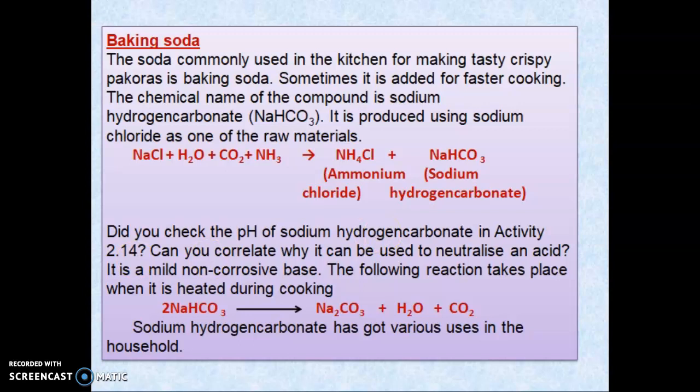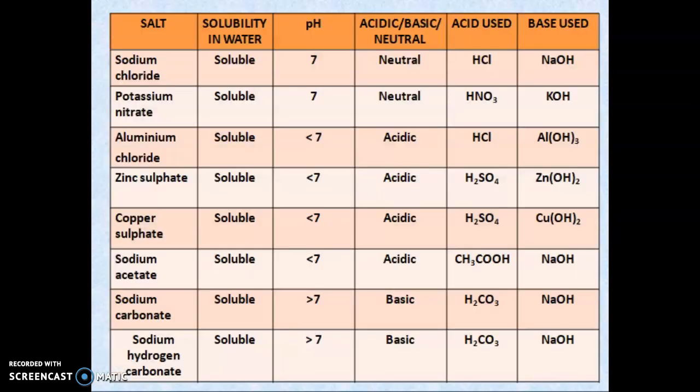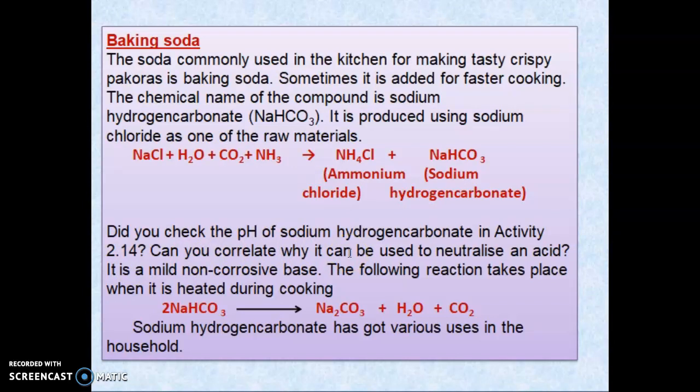In 2.14 we have seen the pH value of sodium hydrogen carbonate. It is soluble and its pH is greater than 7, that is, it is basic. It is formed when a strong base reacts with a weak acid, so that will form a basic salt. So the pH value of sodium hydrogen carbonate is greater than 7, so it is basic.